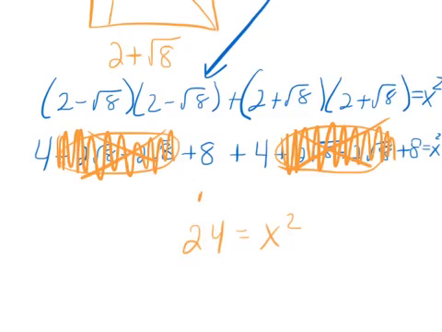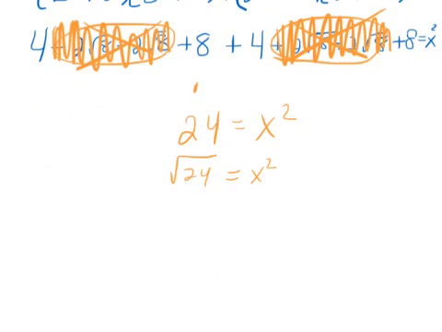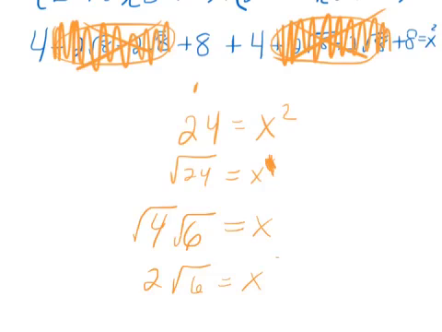Answer? Root 24. Break it down. Wait, why did you put x variable? Oops. Thank you, Jules. Break it down. 4 and 6, right? Why can't you do 8? Wait, what? Oh, I thought it was 12. Oh, that's right, it's a cube.